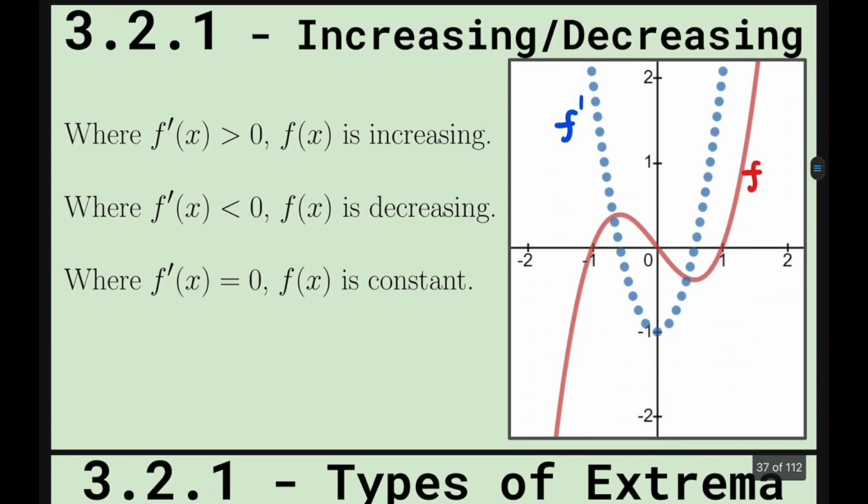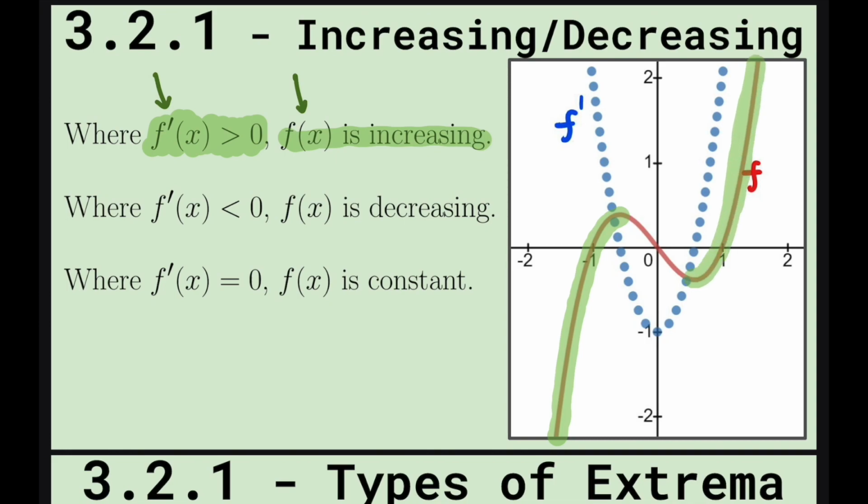Here is the golden ticket of what the first derivative tells us. Wherever the first derivative is positive, that means f is increasing. I want you to notice that the derivative tells us where f is increasing. I kind of want you to see this picture right here. You'll notice that going left to right, this function is increasing here, and it's increasing here. I'm going to color code this green.